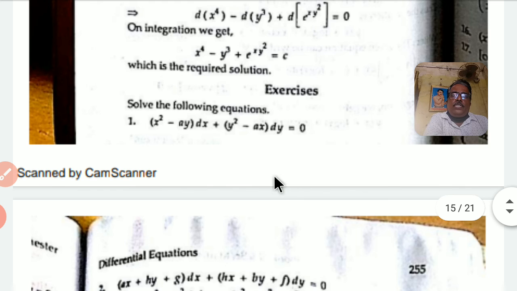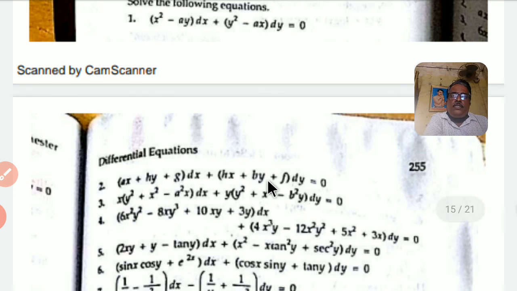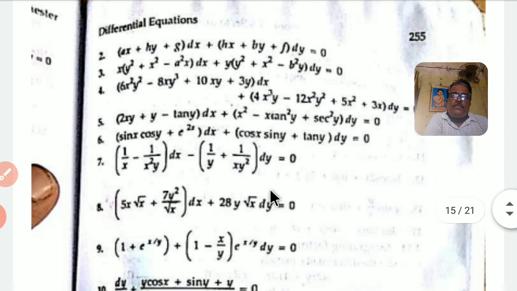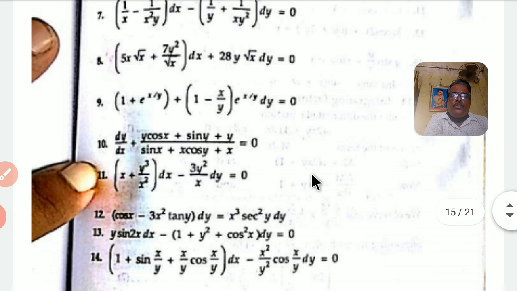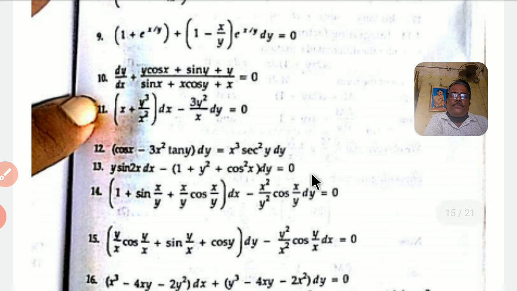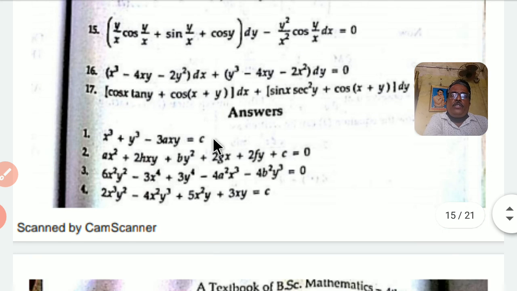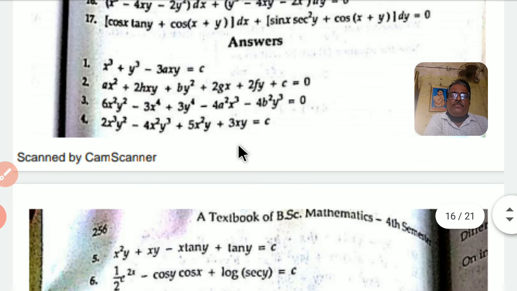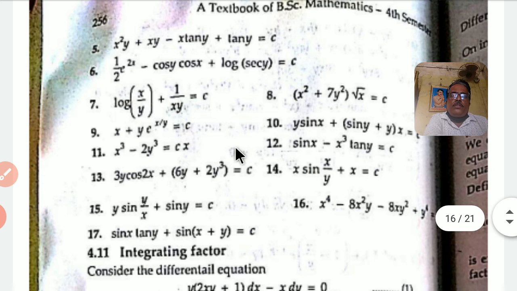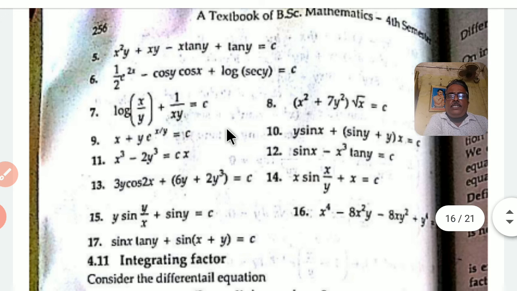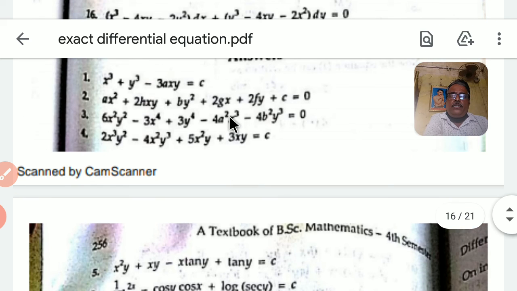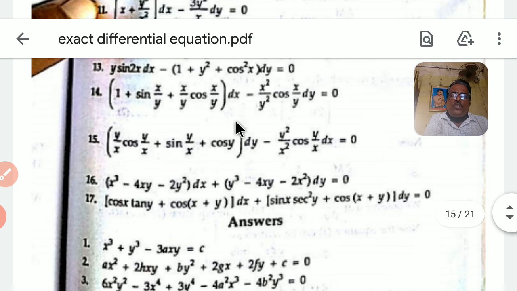Okay, so these are the exercises. Note down these, then try to solve these problems. And here you have answers for these problems. Take these problems as homework and try to solve these, then only you will be perfect.